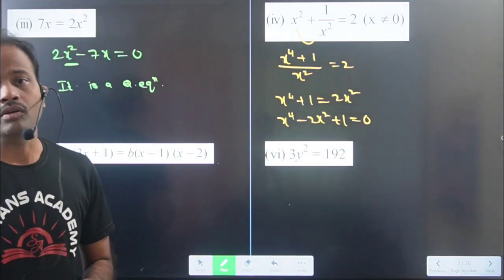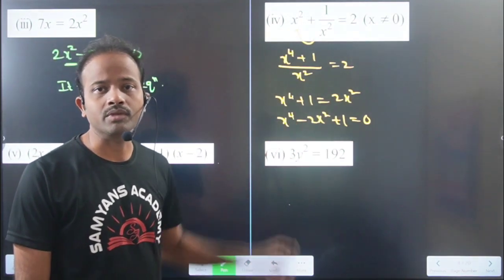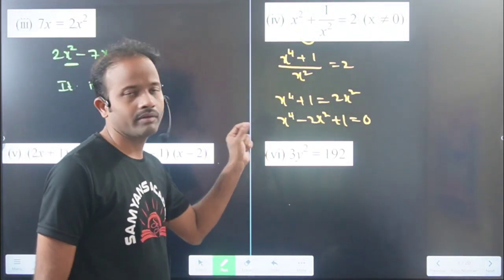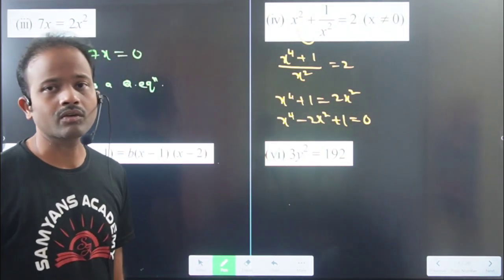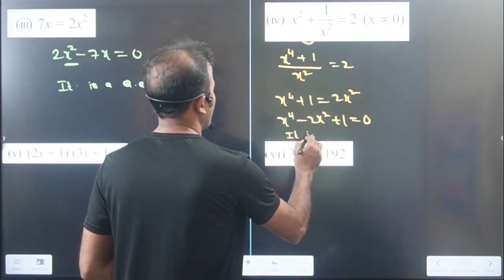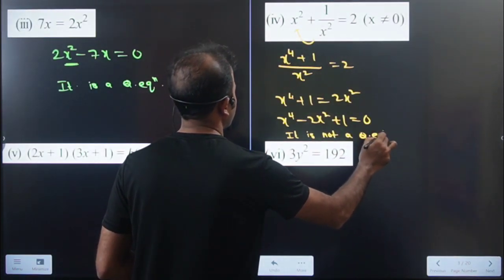Can you tell this is a quadratic equation? No. Why? Because here highest power of variable is how much here? Highest power of variable here we have the 4. Therefore we cannot call this a quadratic equation. So it is not a quadratic equation. Okay, why it is not a quadratic equation? Because here highest power of variable is 4.